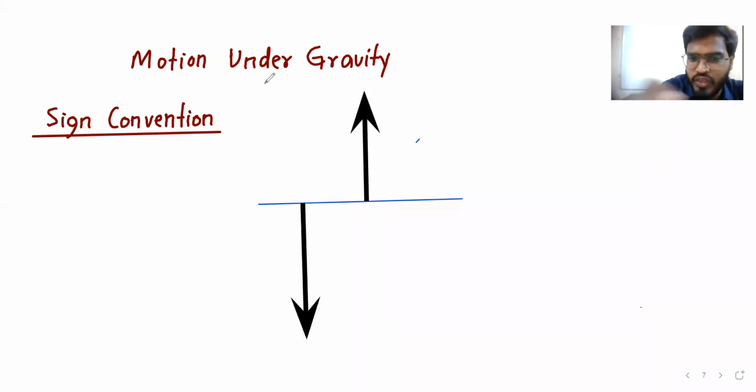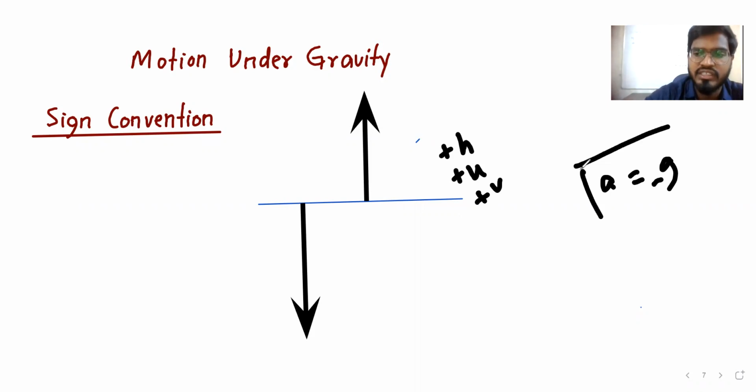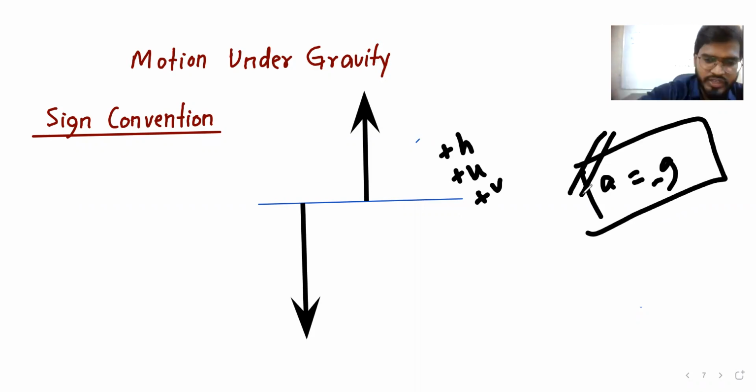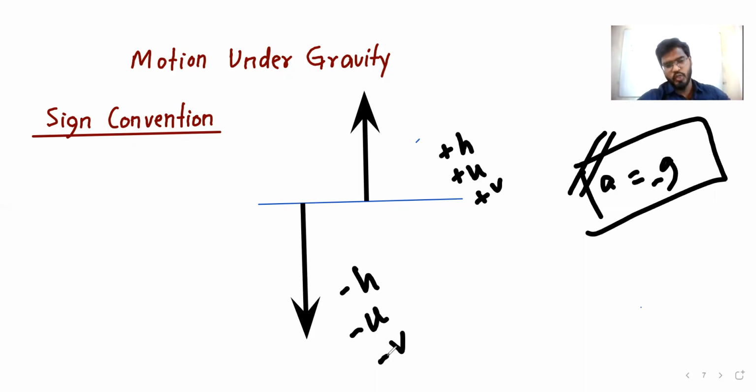Above the reference line, if you are going up, then height is positive. U, if you are taking it up, is positive. V, if you are taking it up, is positive. Acceleration due to gravity is always negative, because it is always in the downward direction. If it is coming down, h will be negative, u will be negative, v will be negative. That's it. Hope you guys understood. If the object is going above the reference line, then positive; below the reference line, then negative, right?